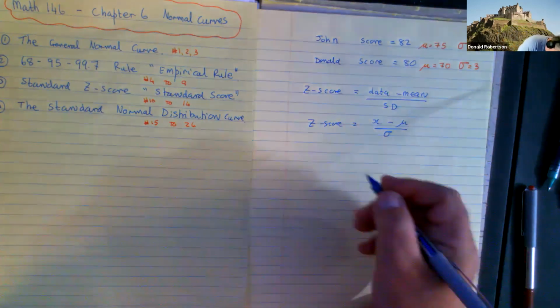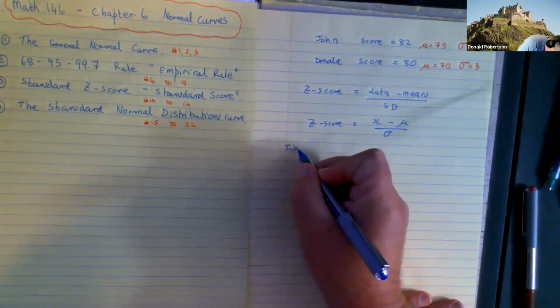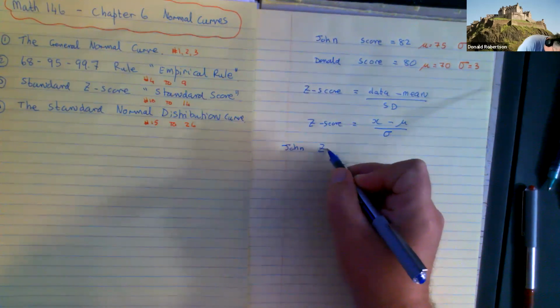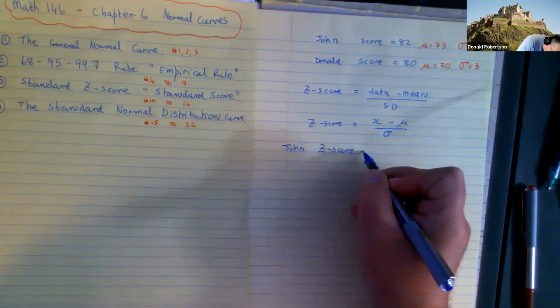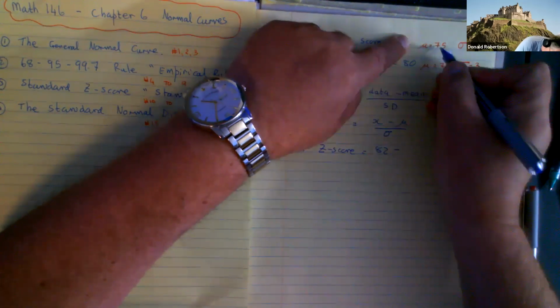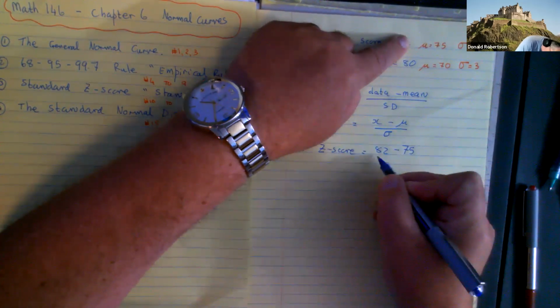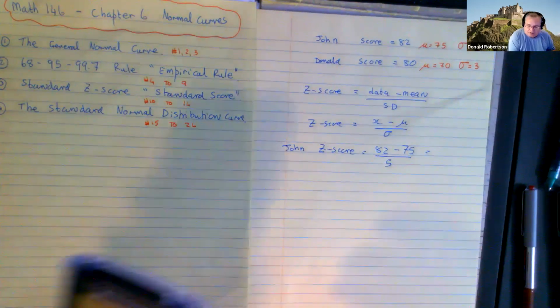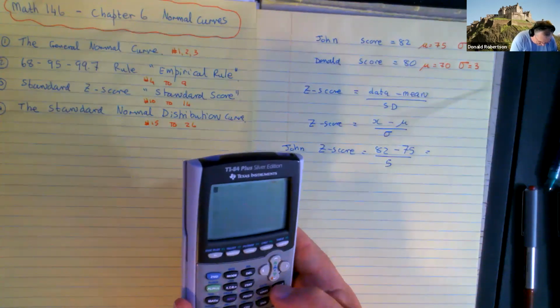So let's see what these two look like. I predict that I did better than my brother, but maybe I'm wrong. The Z-score for John would be his score, take away the mean, divided by the standard deviation. And when you're doing this in a calculator, there's a very common mistake that people make.